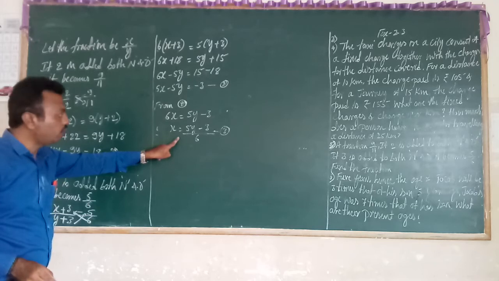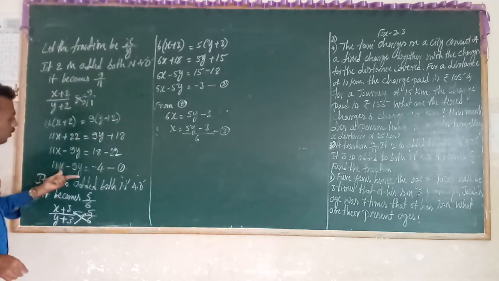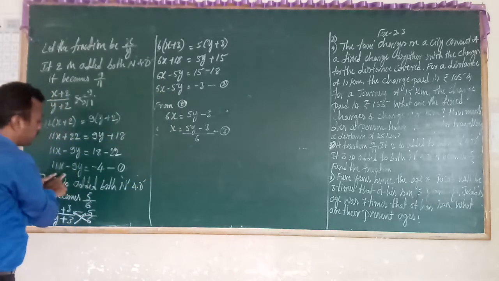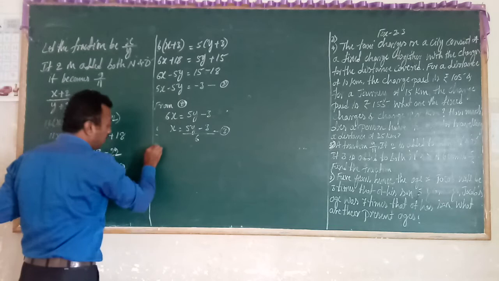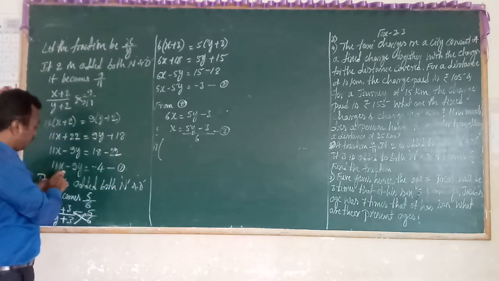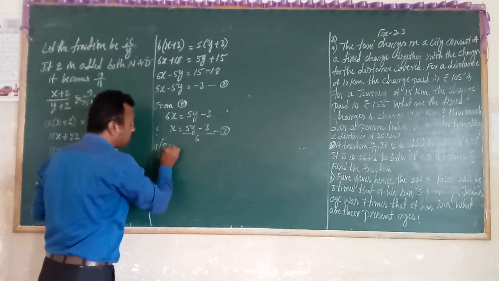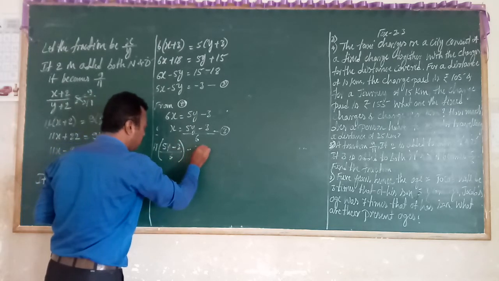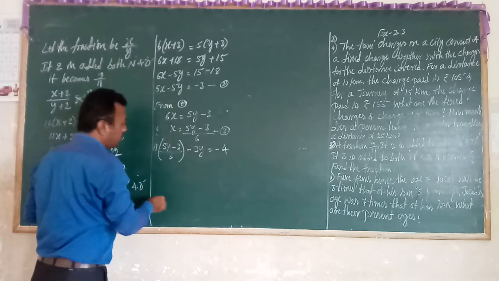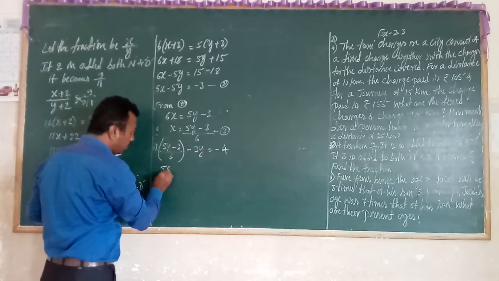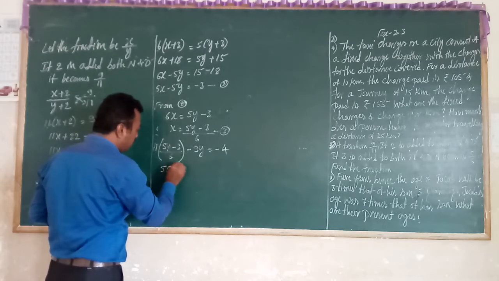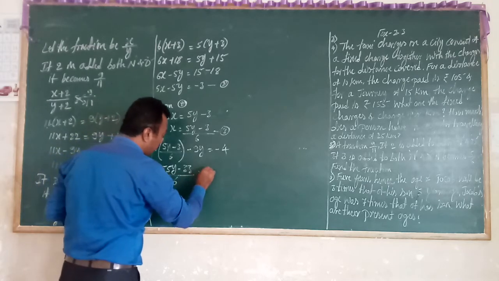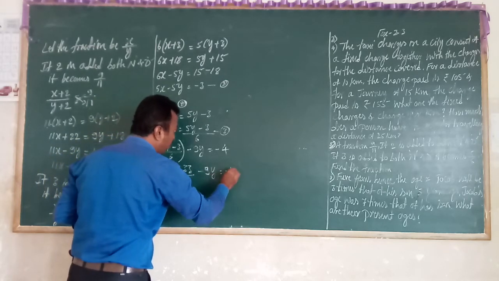Now this equation you have to substitute in equation number 1. Correct? This third equation I have to substitute in the first equation. Let us start. 11 into x. What is the x? (5y minus 3) whole upon 6. And then minus 9y is equal to minus 4. Then 11 times 5 is 55y minus 11 times 3 is 33, whole upon 6, minus 9y, is equal to minus 4.